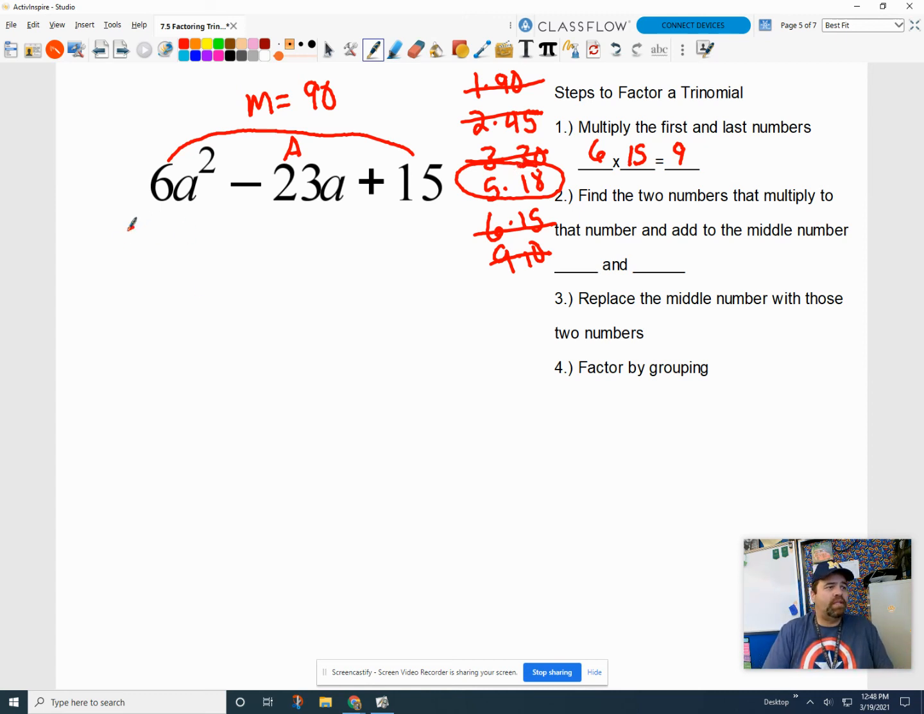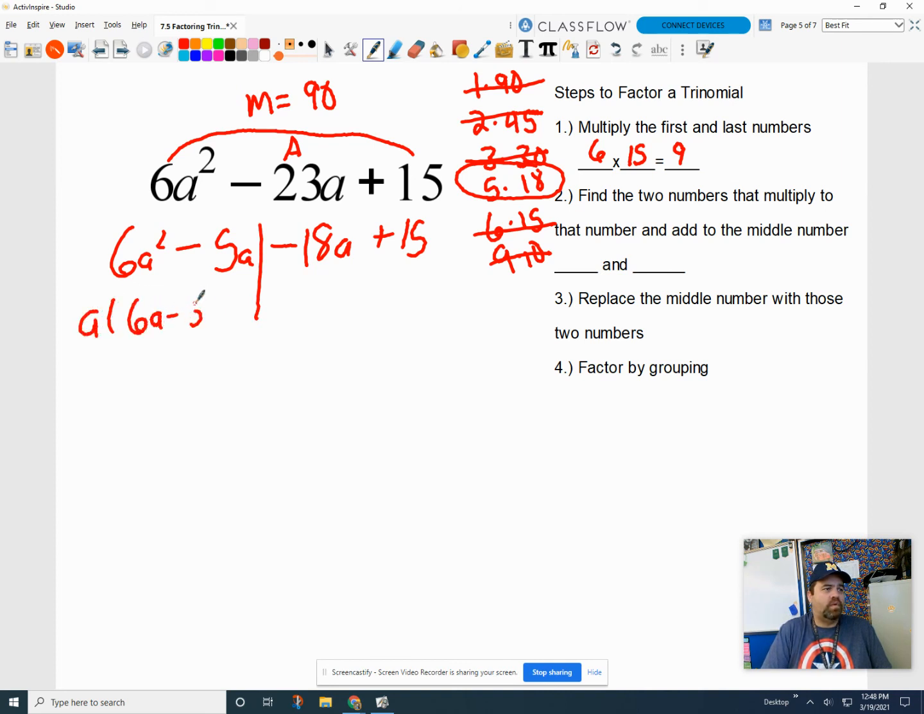All right, so I'm going to split this guy: minus 5a minus 18a plus 15. All right, the first half is divisible by a only. So 6a minus 5. Second half starts out negative, so I have to divide out a negative. I'm going to divide by negative 3.